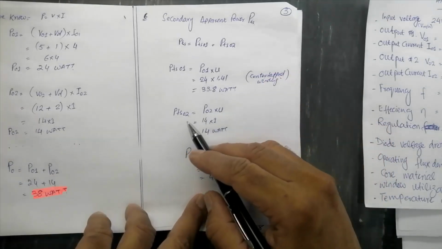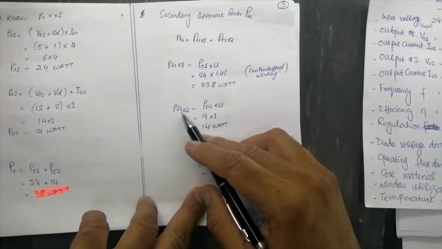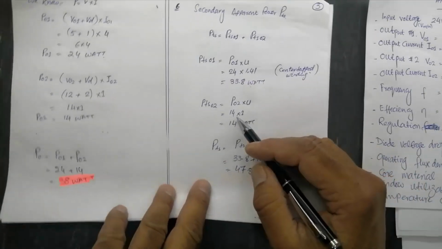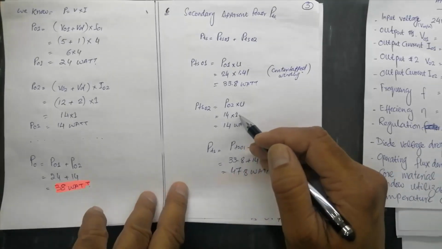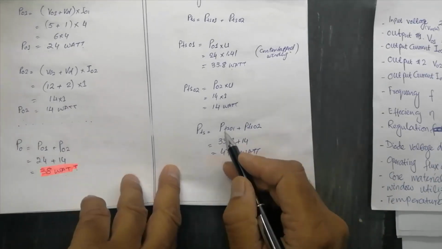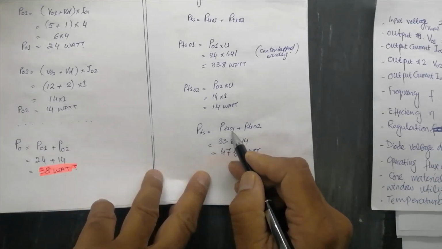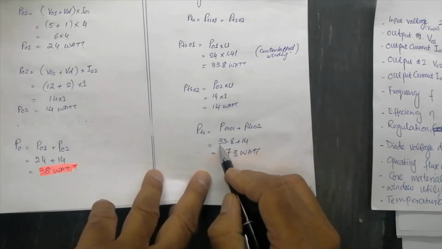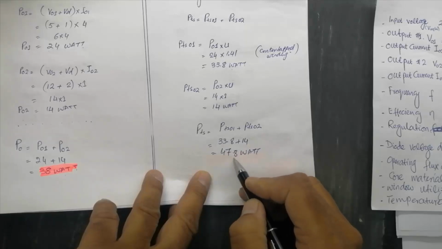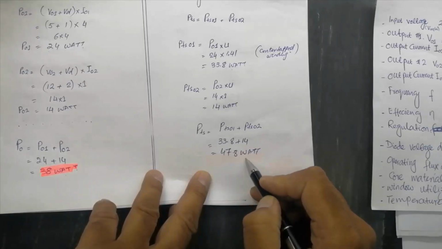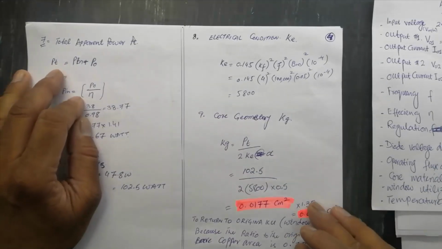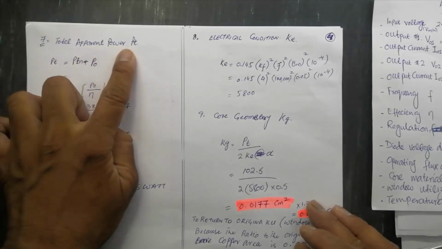So here, PT secondary 02, P02, that is 14 watt multiplied by 1, because we have a single winding, so it is 14 watt. Total apparent power is winding number 1 plus winding number 2, all portions: we have 33.8 plus 14, 47.8 watt. That is the apparent power. Now we have to find the total apparent power.